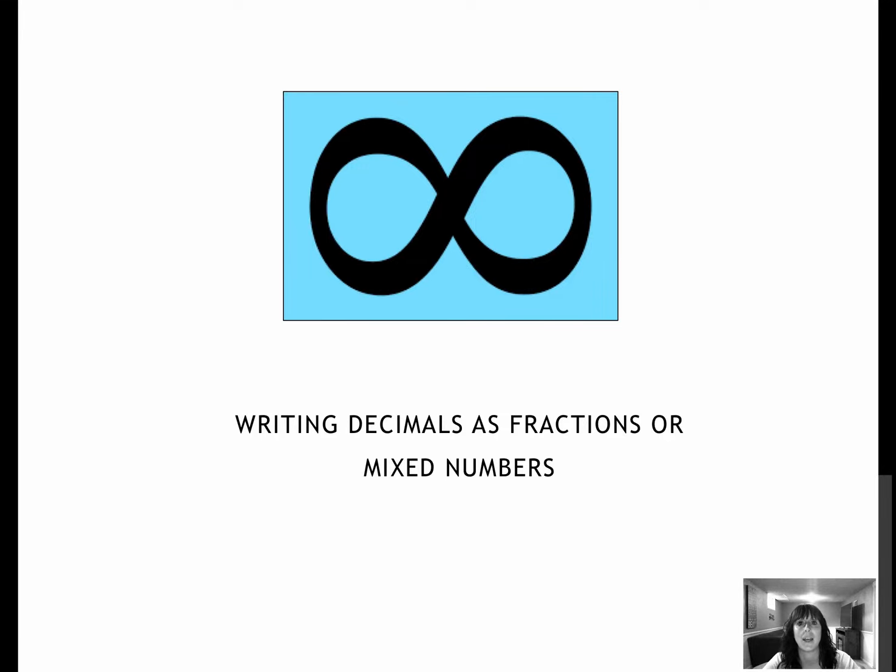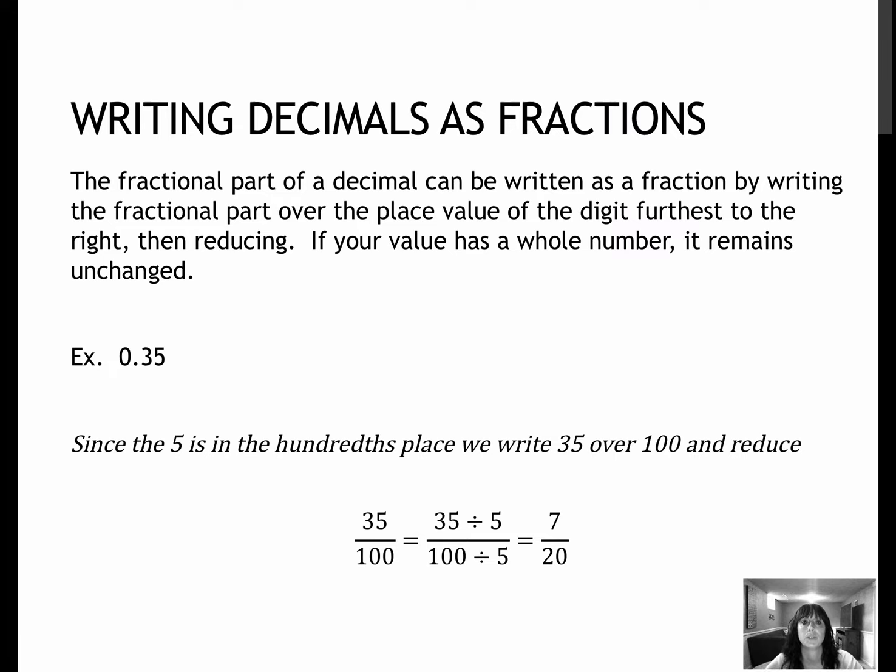We're going to talk a little bit about how to write a decimal as a fraction or as a mixed number. If we're looking at the fractional part of the decimal, the area to the right of the decimal, we are going to look at what the place value is. For example, we have 0.35, which is said 35 hundredths because it's in the tenths, hundredths place. If I said it as a word, I would say 35 hundredths.